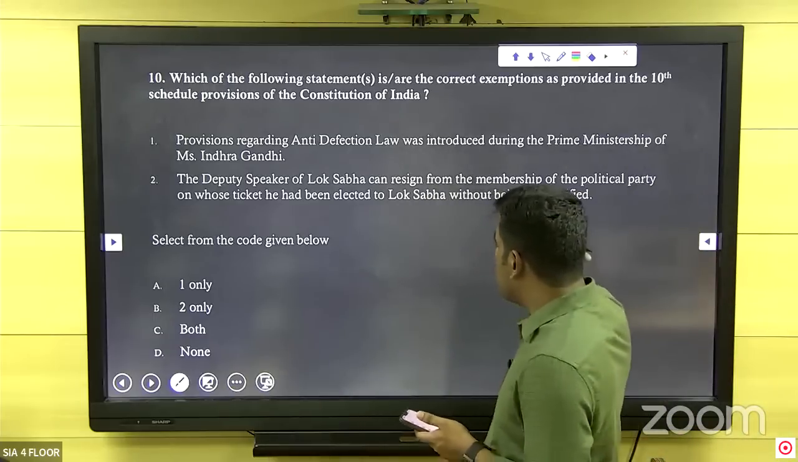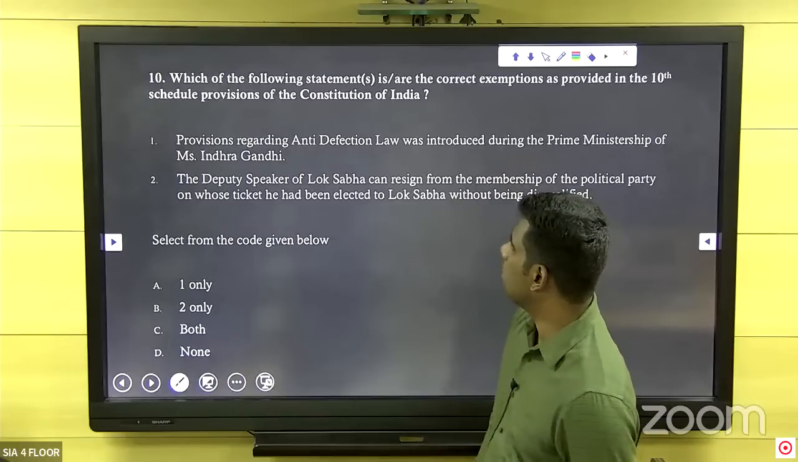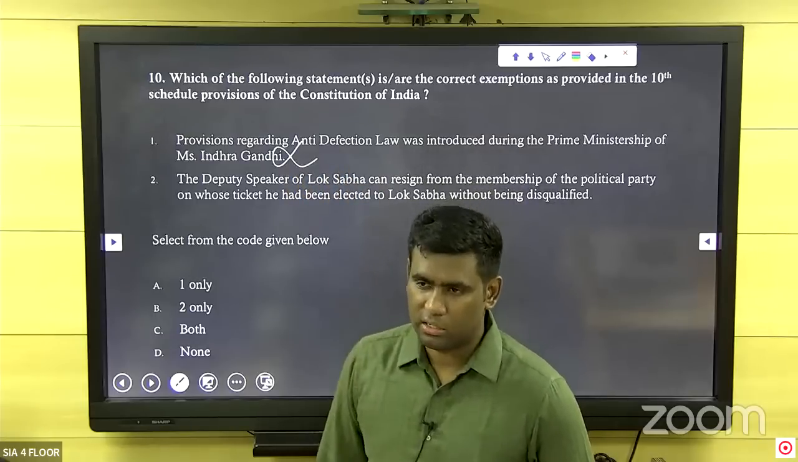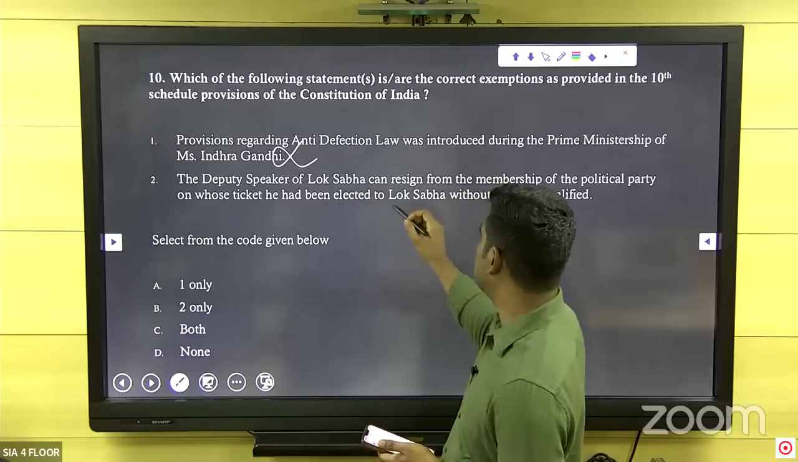The statement that provisions regarding anti-defection law were introduced during the prime ministership of Mrs. Indira Gandhi is wrong. It is during Rajiv Gandhi's period. The 10th Schedule was not added during Indira Gandhi's period. The first statement is wrong. The second statement is correct.